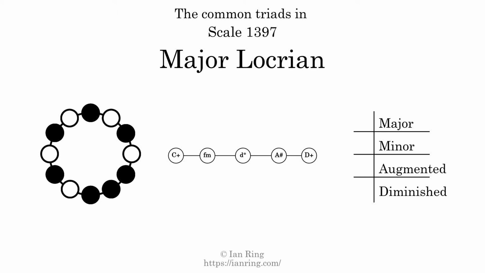Here are the common triads present in this scale. The diagram in the center is a graph of parsimonious voice leading between triads. There is one major triad. There is one minor triad. There are 2 augmented triads. There is one diminished triad. Here is a Hamiltonian path of parsimonious voice leading that uses all the triads.